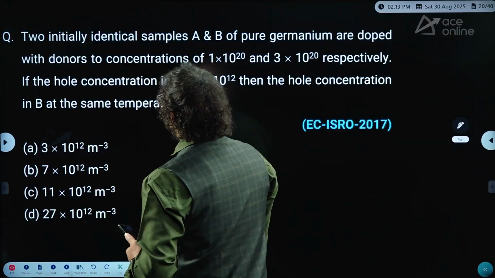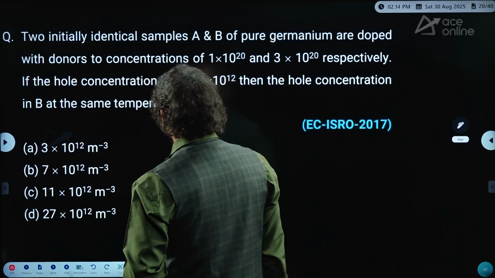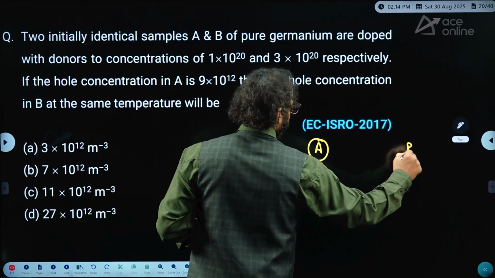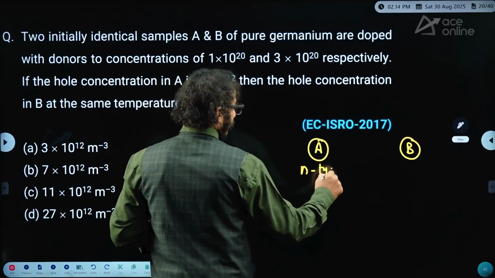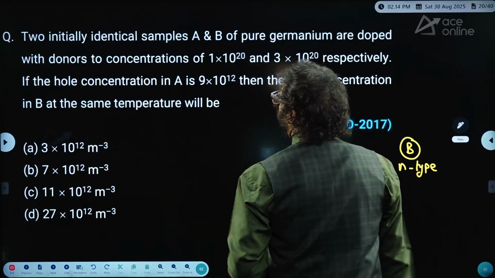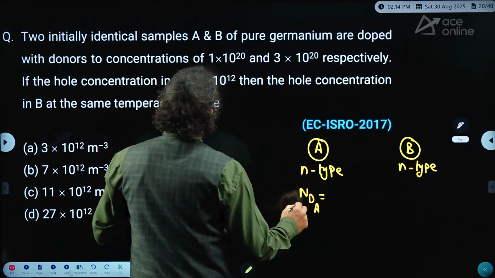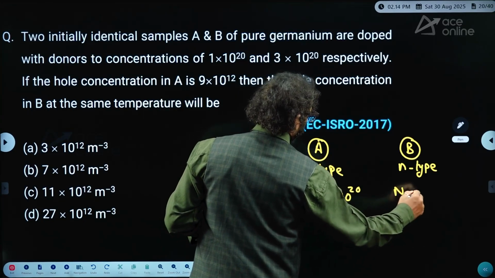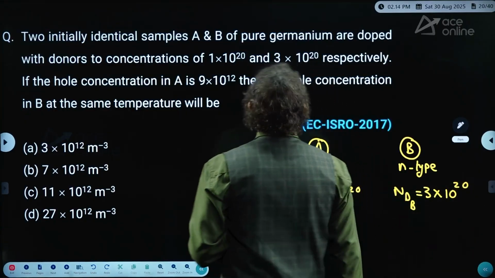Two initially identical samples A and B of a pure germanium are doped with the donor concentrations. So there are two materials, material A and material B, and both are N-type semiconductors. So this is again N-type, and even this is N-type, right? And donor concentrations. So I could say ND in A is how much, guys? 1 into 10 power 20, and NDB, how much, dear students? 3 into 10 power 20 respectively.